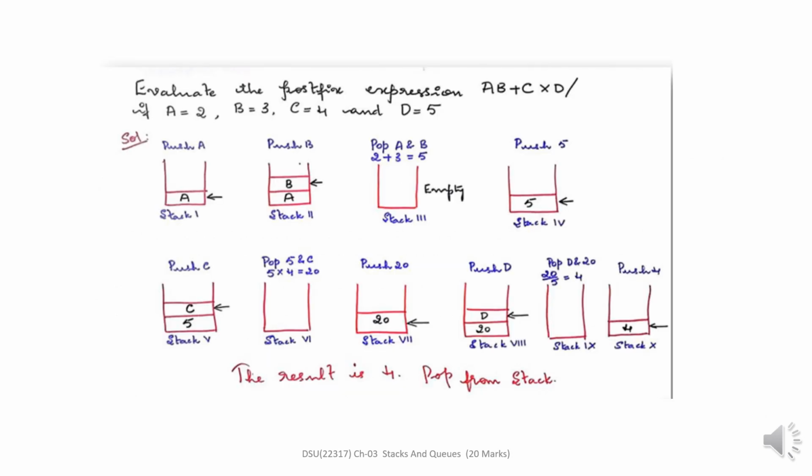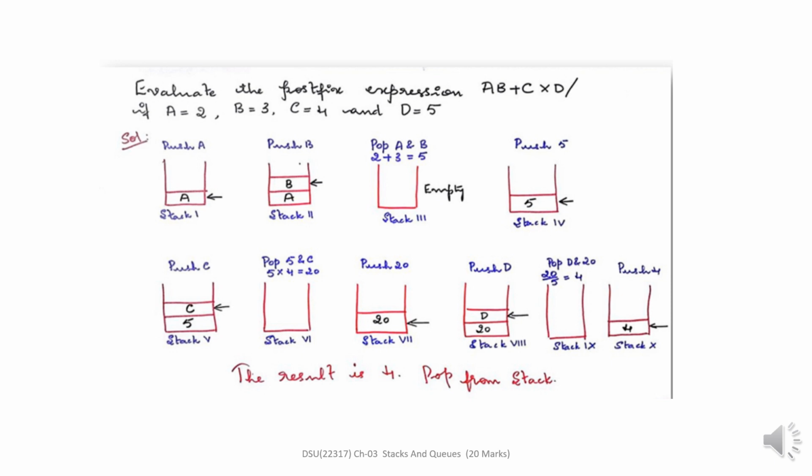For the evaluation of the postfix expression A B + C * D, A is equal to 2, B is equal to 3, C is equal to 4 and D is equal to 5. So first we have to push A, that is push 2. Then again our expression is A B + C. Then push B.